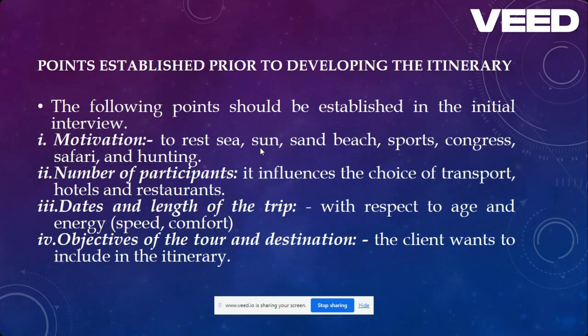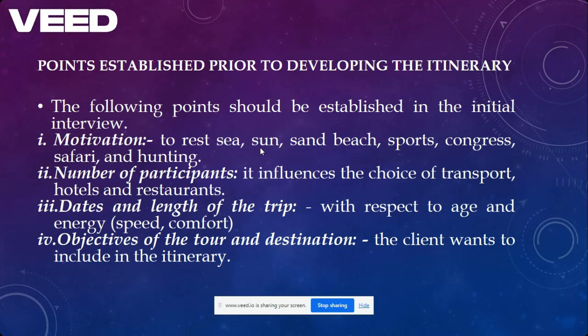Then we're looking at the points that we want to establish prior to developing the itinerary. This is whereby you talk to the customer prior to it, maybe on phone, through emails, face to face. You have to come up with what they need. And now these are the points that you should establish in the initial interview that you do with the guest.